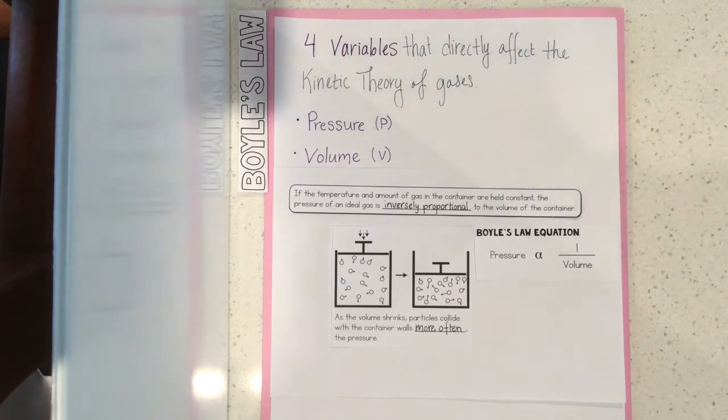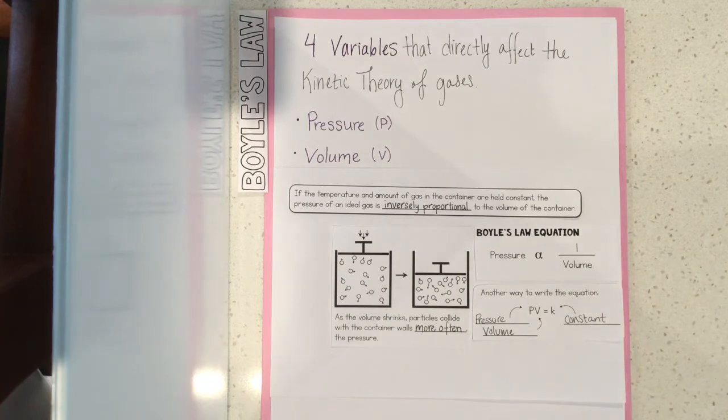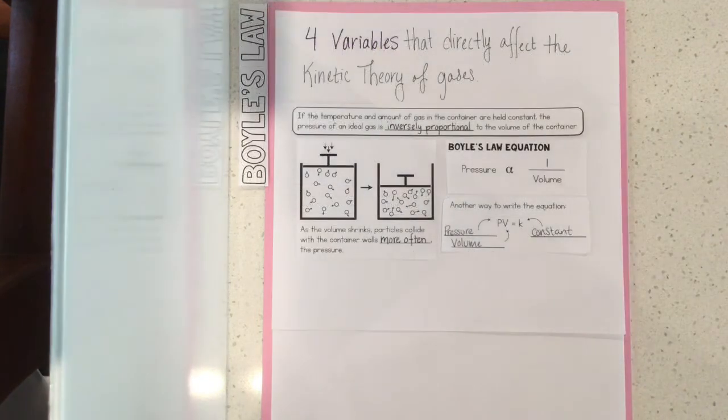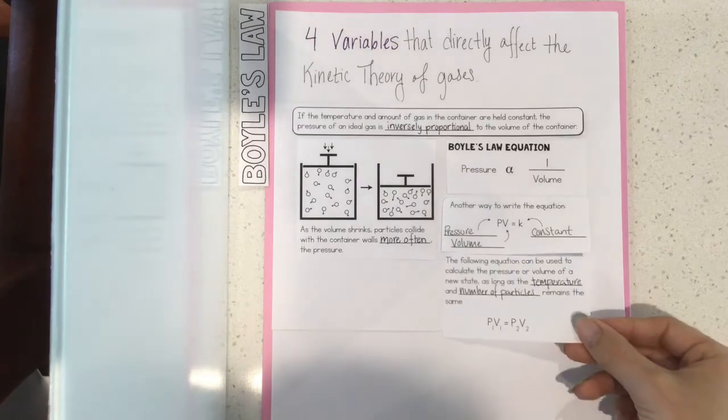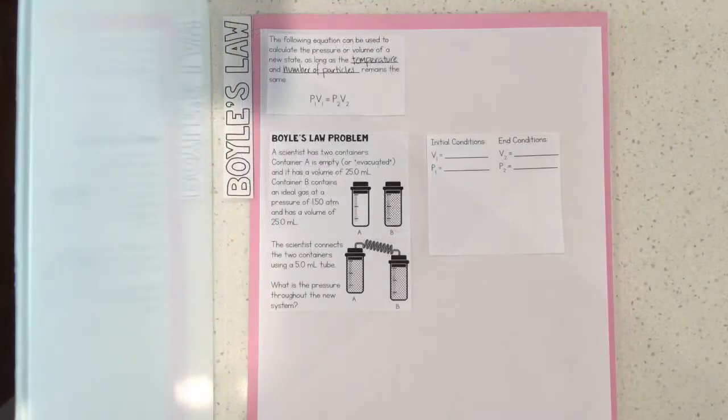Here's another way to write that equation. The following equation can be used to calculate the pressure or volume of a new state, as long as temperature and the number of particles remains the same. This is the form of Boyle's law that we'll be using. Let's look at a Boyle's law problem.